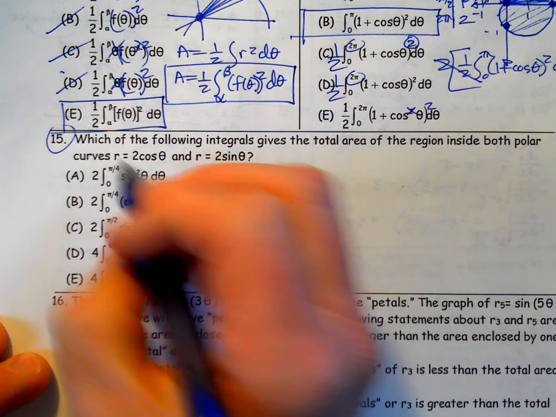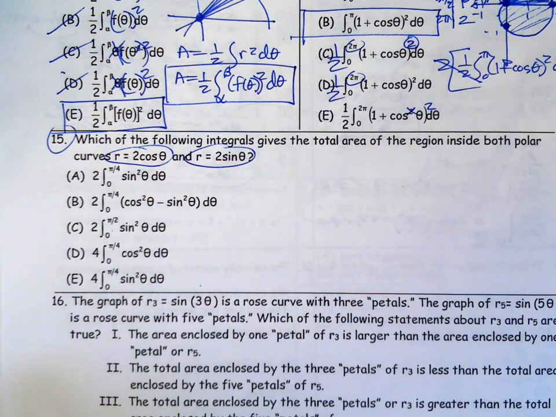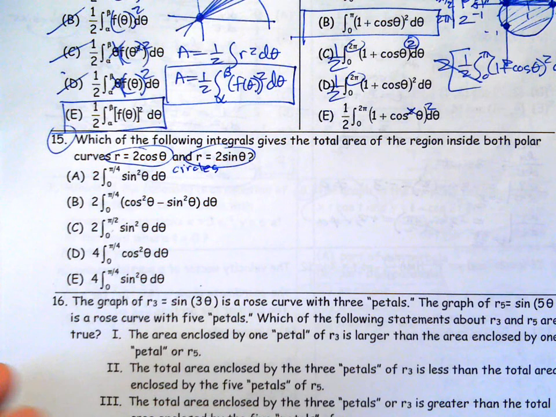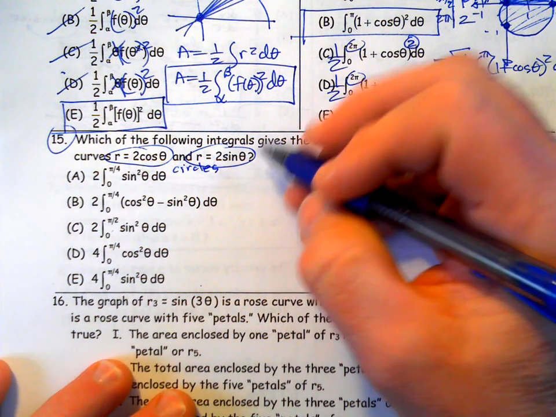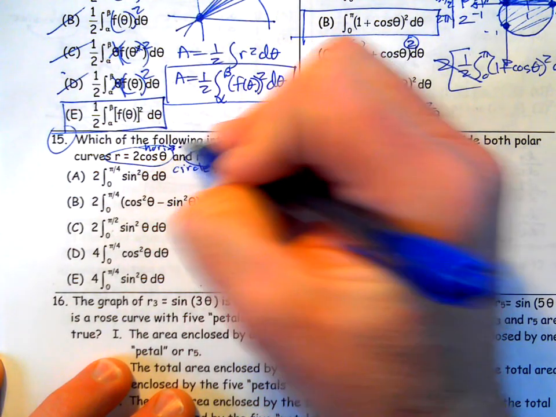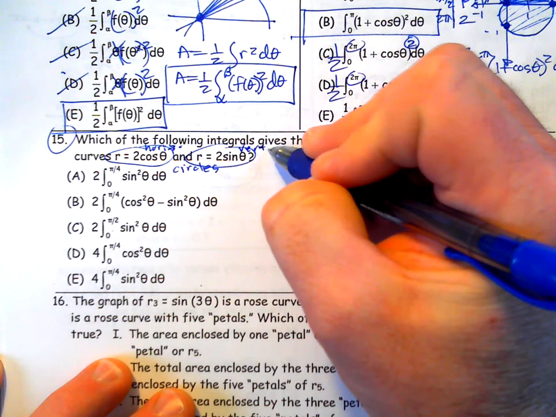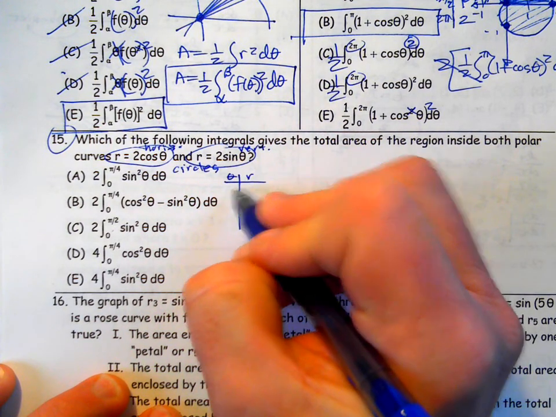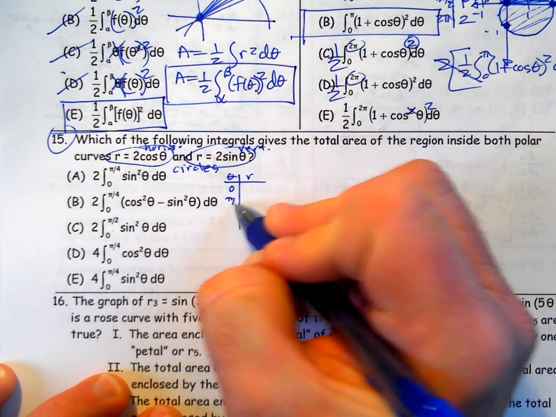So this is where it starts to get tricky, and this is where a graph really helps. These are both circles, but you're going to need to figure out where they overlap each other. That's the area. Now, this one's horizontal, and this one's vertical. And we can make some quick little tables right here: 0, pi over 2, pi, 3 pi over 2.